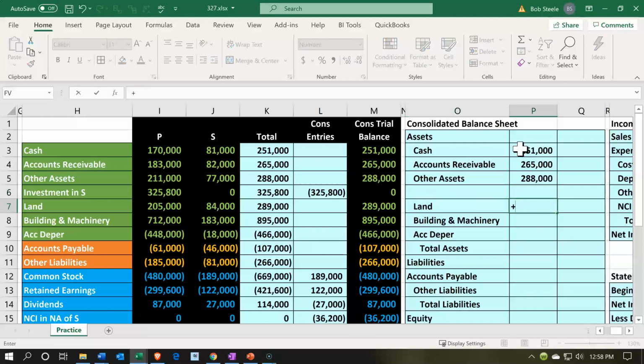And then we've got land, and we've got building. Nothing new, strange, or unusual here. So we'll just sum this up. Summing this up, there's our assets.